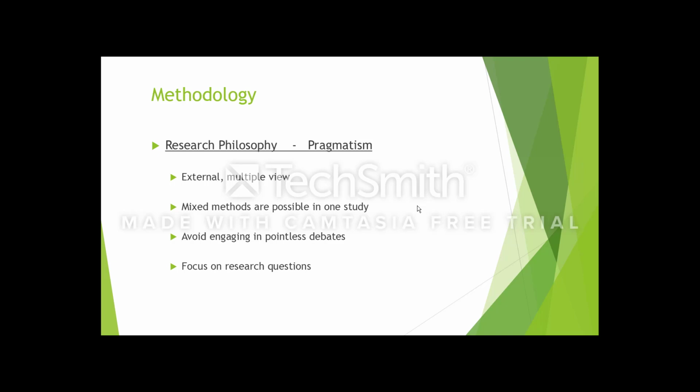The well-known research onion from Saunders will be used as guidance on how to develop a research methodology. For research philosophy, there are 4 different paradigms, but the one that is most suitable for this research is pragmatism, as it is aimed that mixed methods, both qualitative and quantitative, are possible and highly appropriate within one study. Pragmatism is an external multiple view chosen to best enable answering the research question.